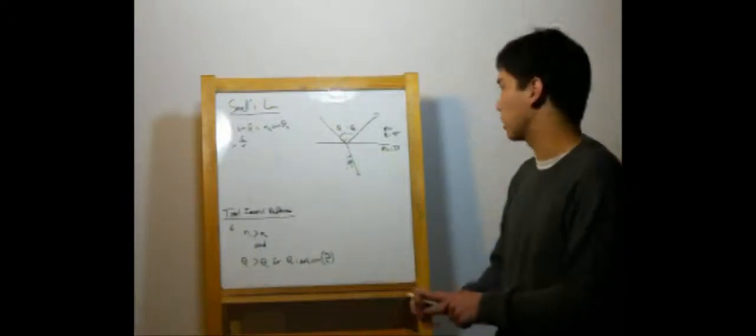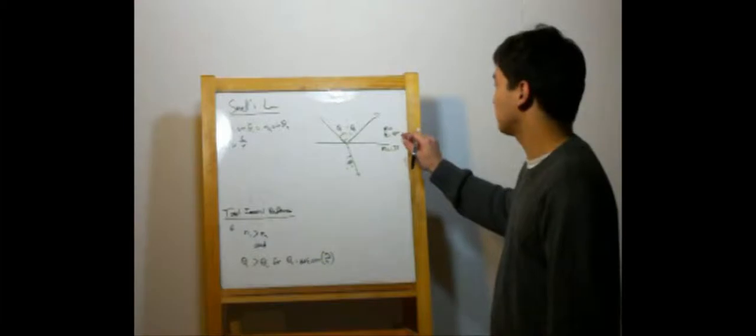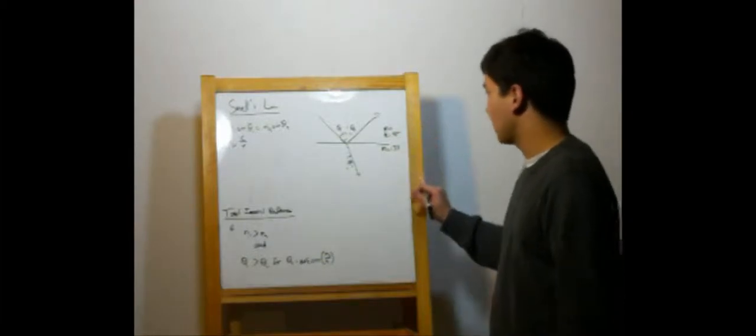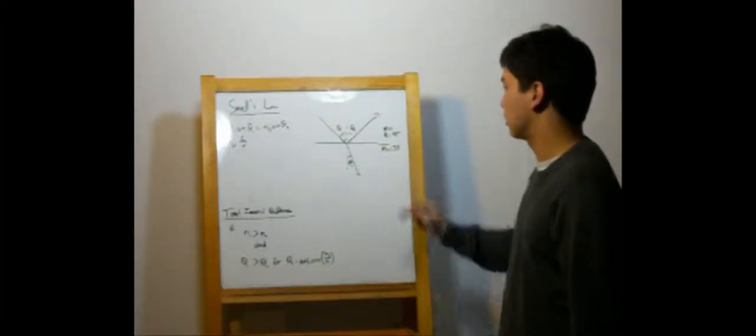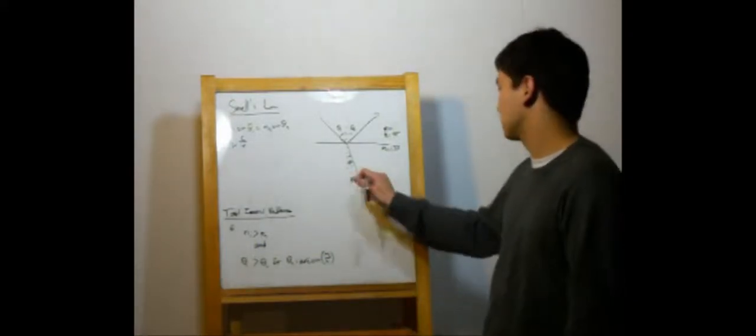So let's work out this problem. We have light coming in through air with an index of refraction of 1, entry angle of 45 degrees, and it's entering water with an index of refraction of 1.33. What is its angle of exit?